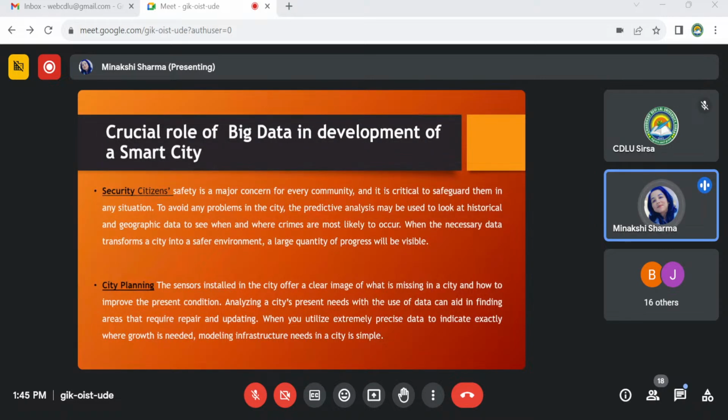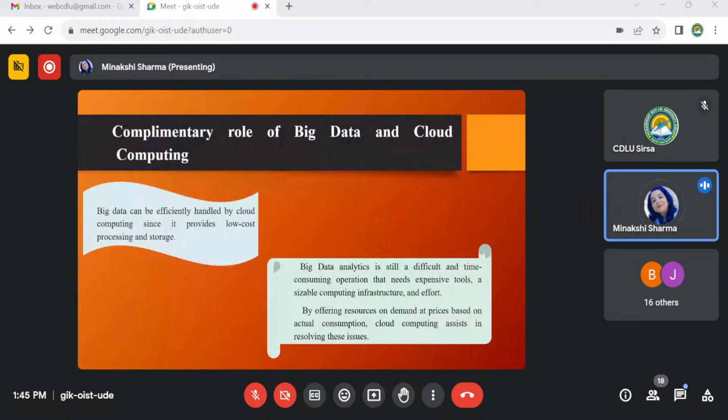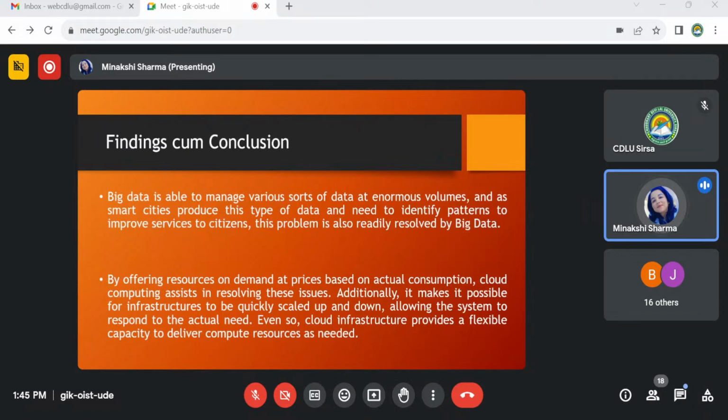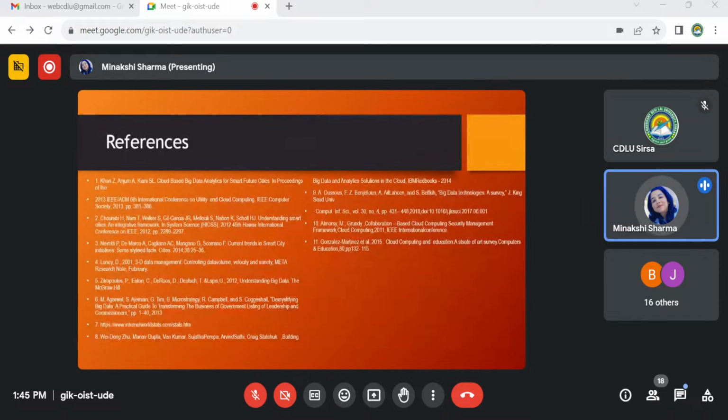Additionally, it makes it possible for the infrastructure to be quickly scaled up and down, allowing the system to respond to the actual need. Cloud infrastructure provides a flexible capacity to deliver compute resources as needed. So government can establish their own data processing and storage clouds that can be accessed as public, private, and hybrid services. We show how these technologies complement one another and how, if used to implement smart cities, they will produce a city full of electronic gadgets that improve the lives of citizens by automating their daily activities.